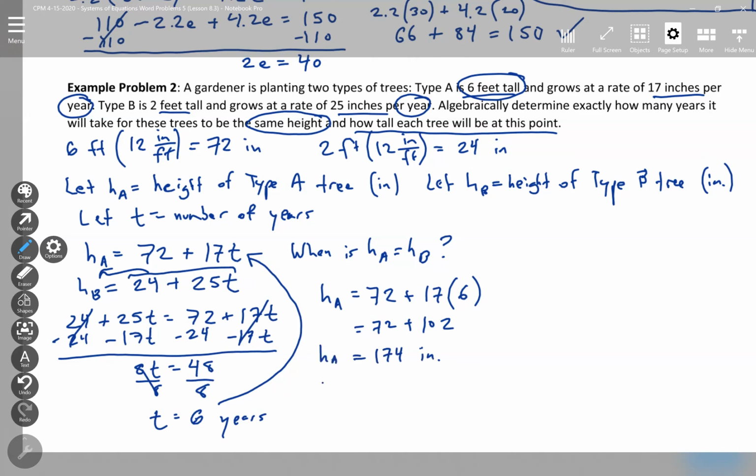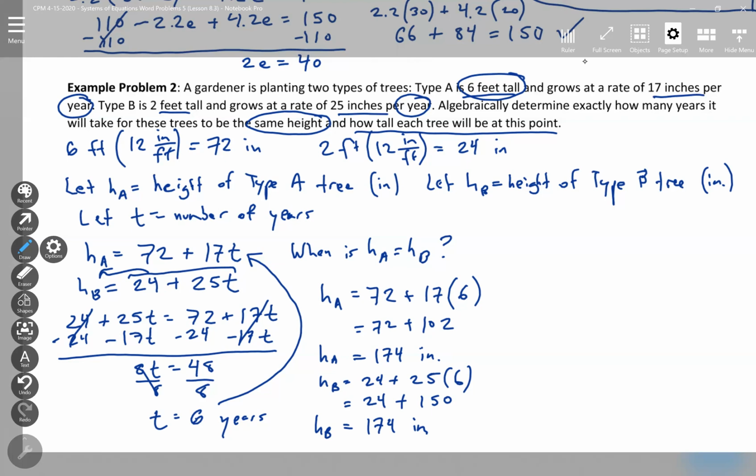Now let's just check the height of tree B. So for tree B, we have 24 plus 25 times t, which is 6. So 24 plus 25 times 6, that's actually 150. And then 24 plus 150 is 174 inches. And sure enough, we have the same height for both trees, which is exactly what we wanted. So we have our answer here. The time is 6 years, and the height of each tree at that point is 174 inches.